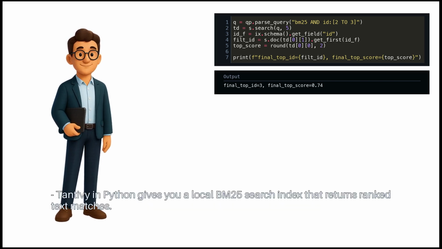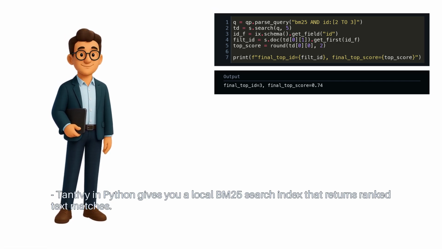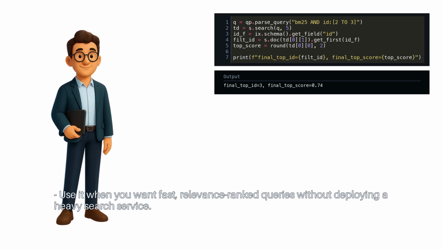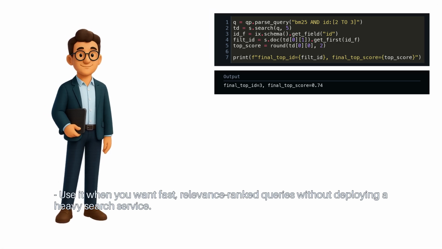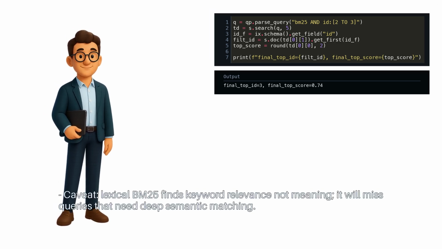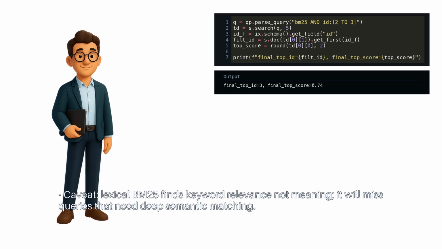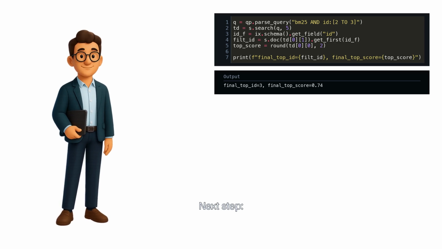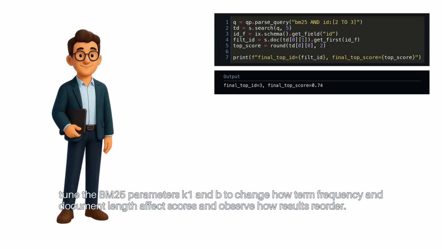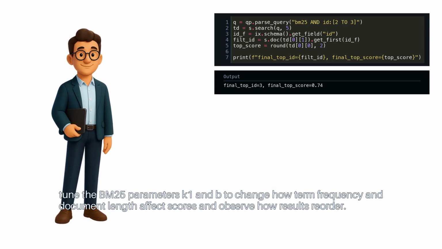Tantivy in Python gives you a local BM25 search index that returns ranked text matches. Use it when you want fast, relevance-ranked queries without deploying a heavy search service. Caveat: lexical BM25 finds keyword relevance, not meaning. It will miss queries that need deep semantic matching. Next step: tune the BM25 parameters K1 and B to change how term frequency and document length affect scores, and observe how results reorder.